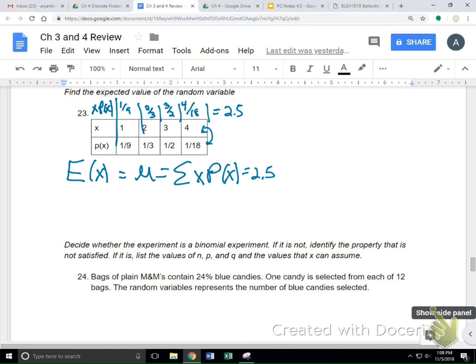24 asks, decide whether the experiment is a binomial experiment or not. If not, explain. So a bag of plain M&Ms contains 24% blue candies. One candy is selected from the bag. The random variable represents the number of blue candies. So is this binomial? Yes, because we have successes, and the successes are not changed. They're independent, and we see that n equals 12, p equals 0.24. So q is 1 minus 0.24, which is going to equal 0.76. And then x can be 0, 1, 2, all the way up to 12.